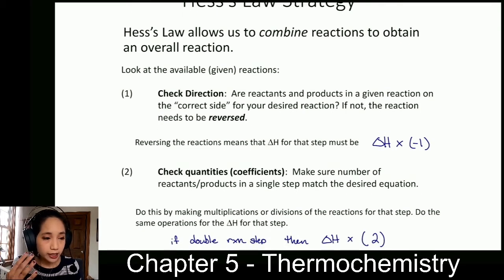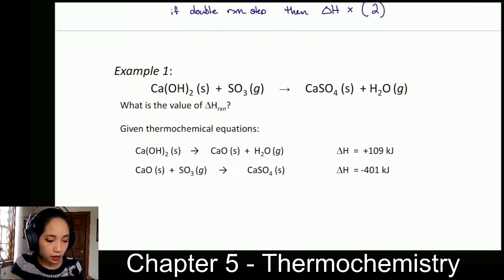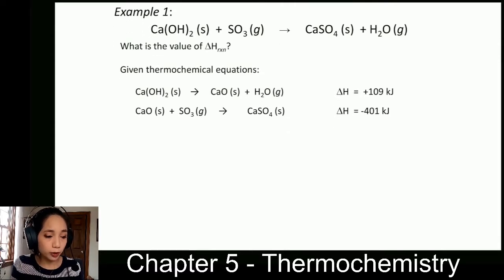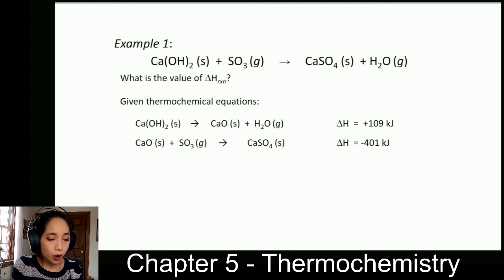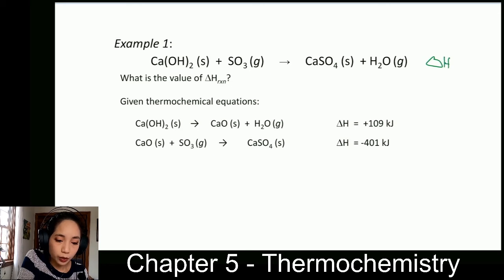All right, so let's actually use this strategy for an example problem. This is like how a question on an exam would show up. What is the delta H value for this particular reaction, where we have calcium hydroxide combining with SO3 gas to give calcium sulfate and water? There's no delta H value here, but that's what we want to calculate. We want to calculate the delta H for this particular reaction.